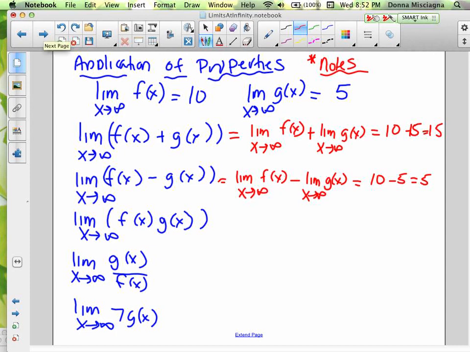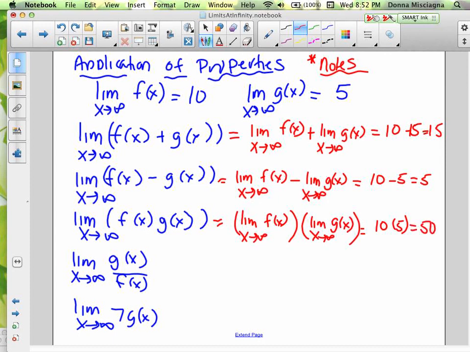The limit of f of x times g of x as x approaches infinity is just equal to the limit of f of x as x approaches infinity times the limit of g of x as x approaches infinity. And so that's just going to be equal to 10 times 5, or 50.